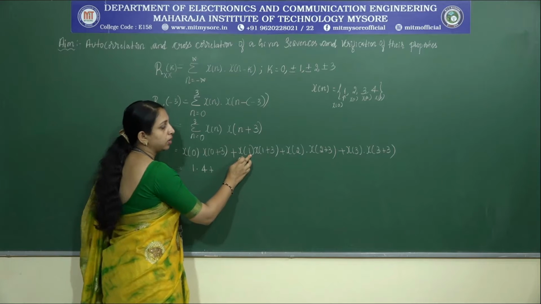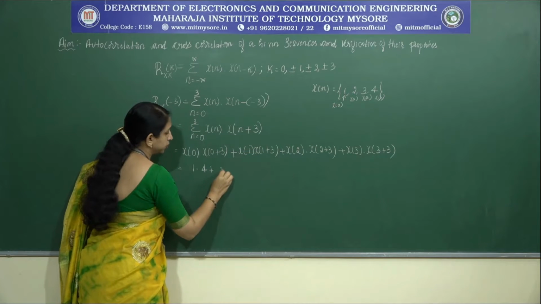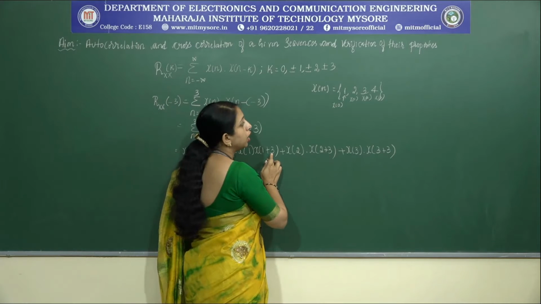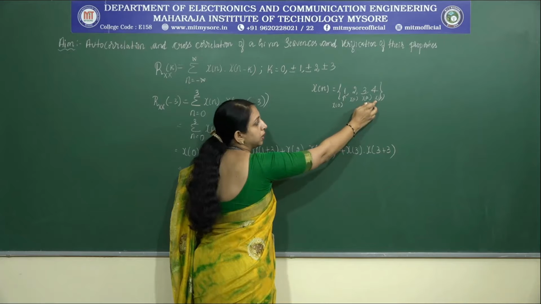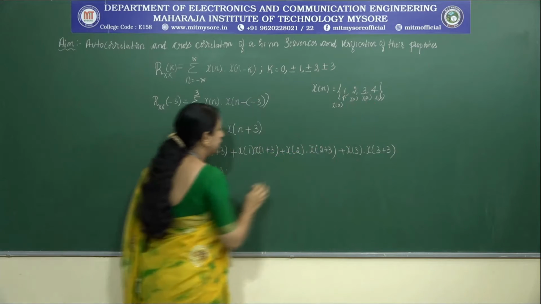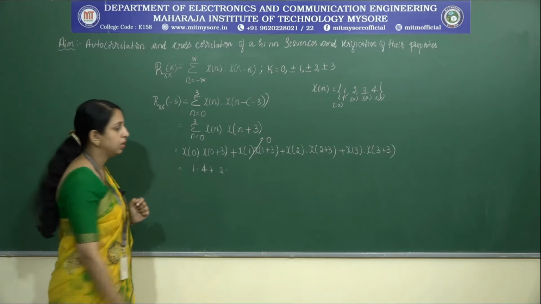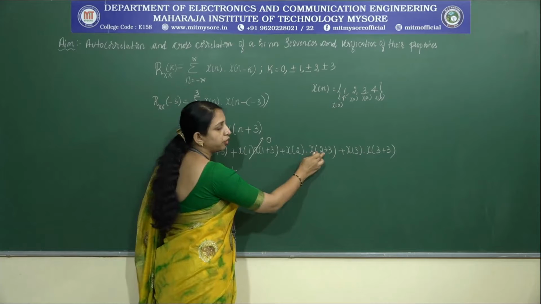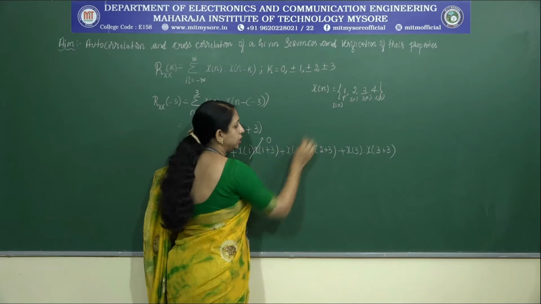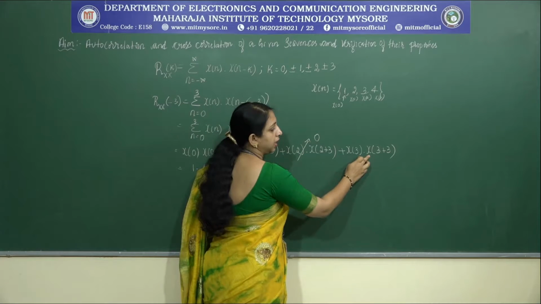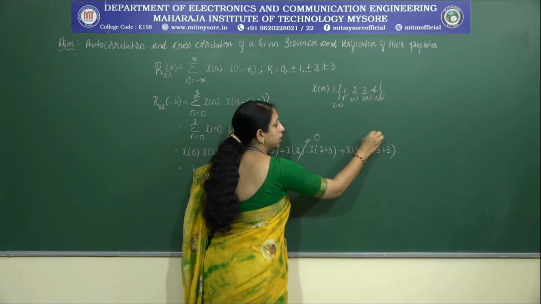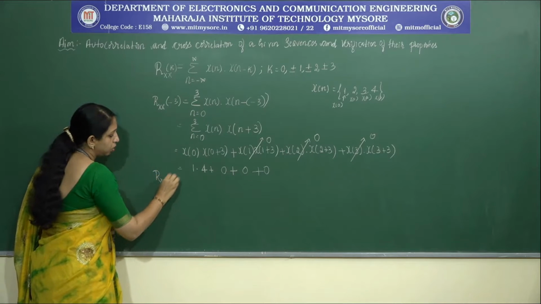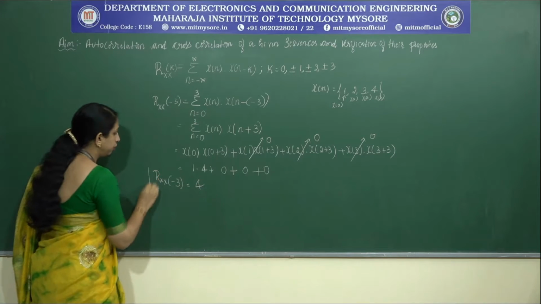Plus x of 1. What is x of 1? It is equal to 2. Into, see here, x of 1 plus 3 is x of 4. What is the x of 4 value? We don't have an x of 4 value because the sequence ends at x of 3, and directly you can write this value as 0. So 0 into 2 also gives you 0. Plus x of 2 plus 3, x of 5. We don't have an x of 5 value here, so write it as 0. And the same for x of 3 plus 3, x of 6, we don't have that also. Make it 0. It is 0 plus 0. So what is our Rxx of minus 3 value? It is equal to 4.